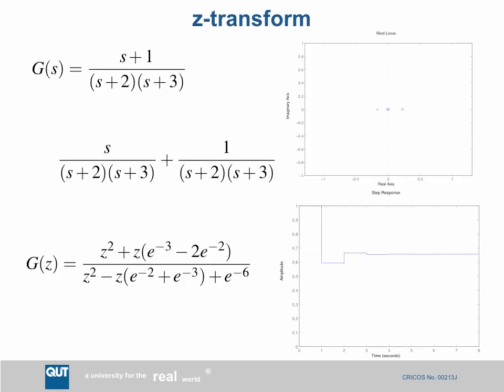Here's the Z transform approach, or rather Z transform solution. The key here is to put it into partial fraction form, so split it up into two terms, look each of those up individually in the Z transform table, and then do some algebraic manipulation to get it all back together again. The solution is shown down the bottom here, and we can look at the pole zero configuration and we can look at the step response. Once again, just as we've done before.